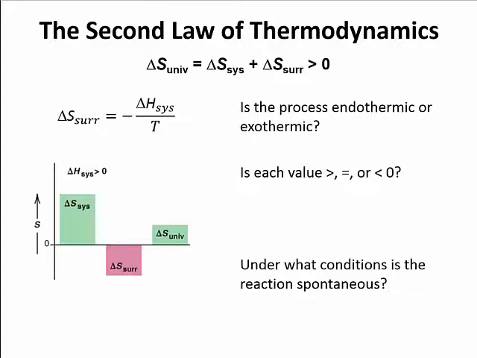So at low temperatures, at low enough temperatures, we may actually see where this process is no longer spontaneous, because the delta S of the surroundings becomes such a large negative that it forces delta S of the universe to be negative.